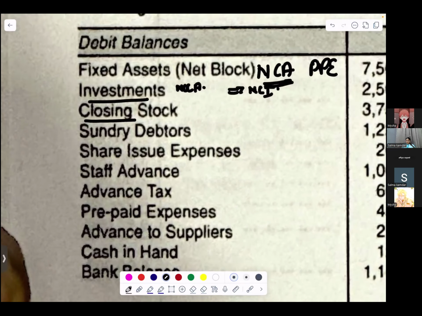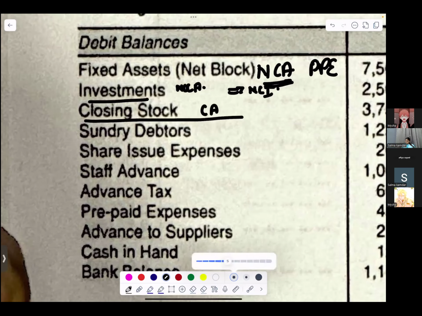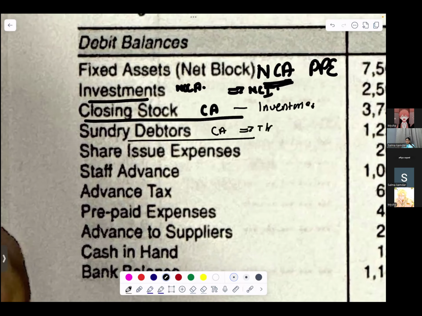Closing stock. Where will it go? Current assets, inventories. Sundry debtors. Where will it go? Trade receivables, current assets. Current assets, trade receivable. Okay.